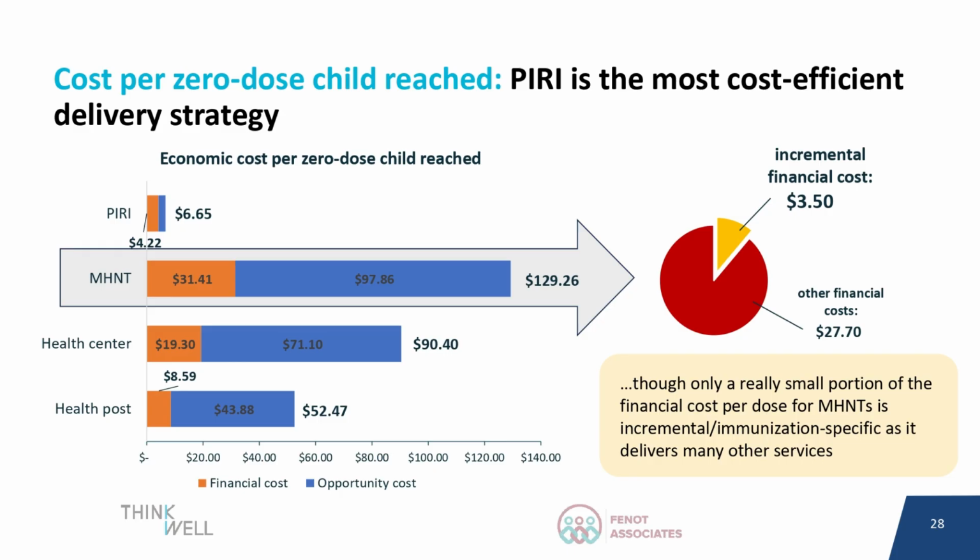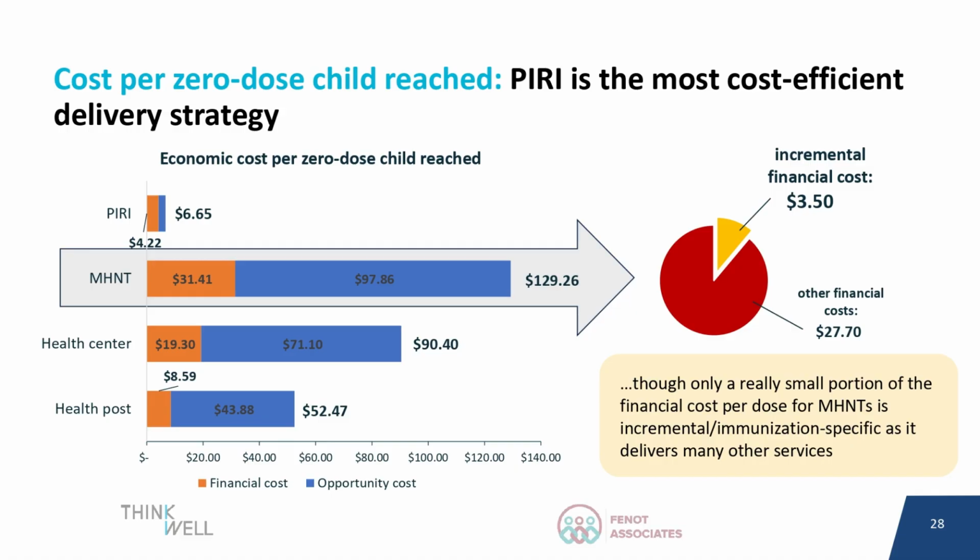For the cost per zero-dose child reached, PIRI is the most cost-efficient delivery strategy. As we see, it costs about $6.6 for each zero-dose child, and the mobile health and nutrition team was the most costly strategy. It costs about 129 US dollars to reach each zero-dose child. For the static ones, health center costs about $90, and health post costs about $52.